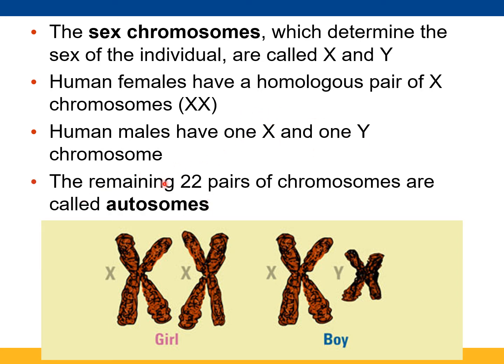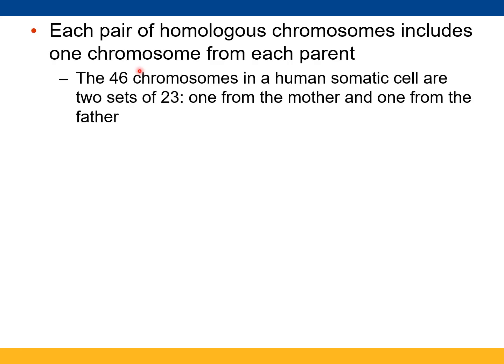Those other 22, the non-sex chromosomes, we call autosomes. You might hear out in the world or down the line about an autosomal dominant or autosomal recessive disease. What they mean is that the genes involved in that disorder are located on the autosomes and not on the sex chromosomes. An example of a sex-linked disorder is Fragile X, or another sex-linked one is color blindness, usually red-green. So in humans, we have a total of 46 chromosomes.